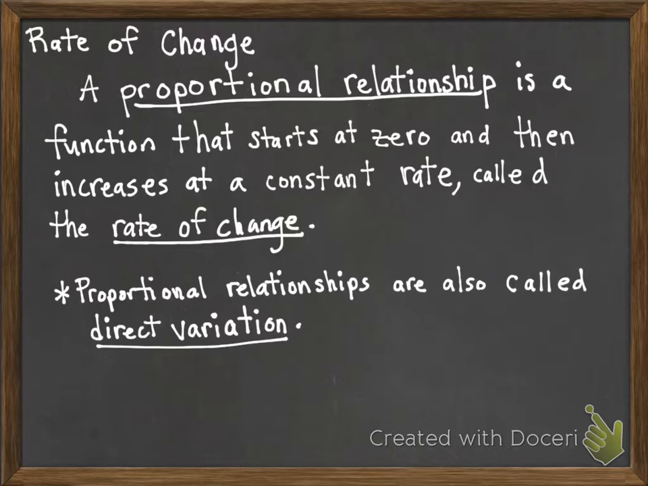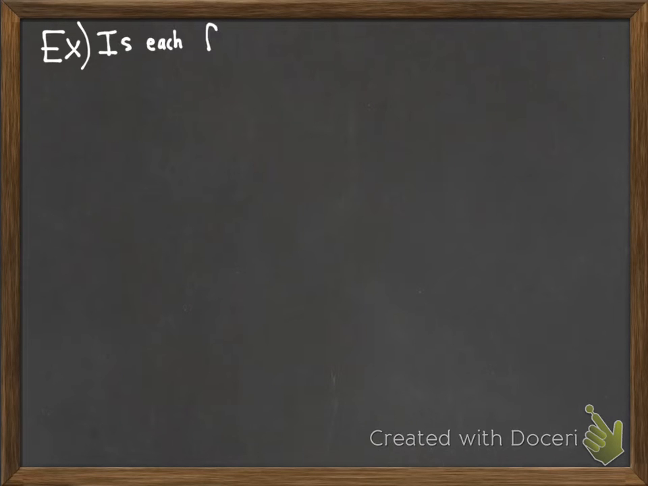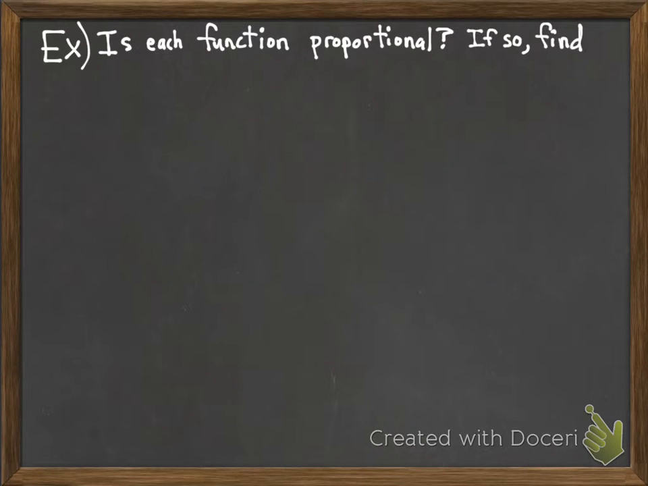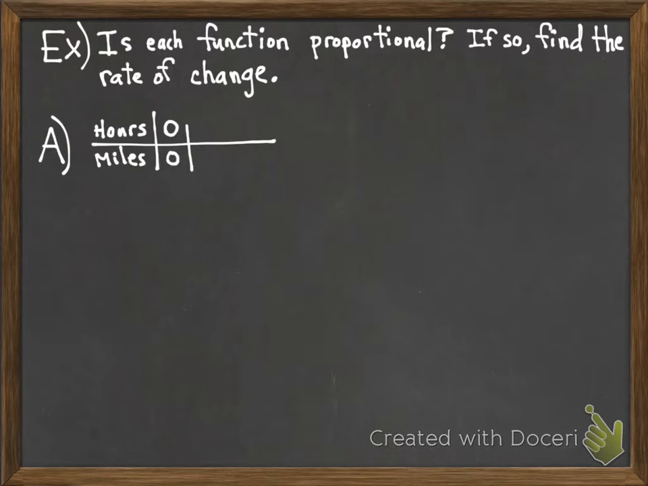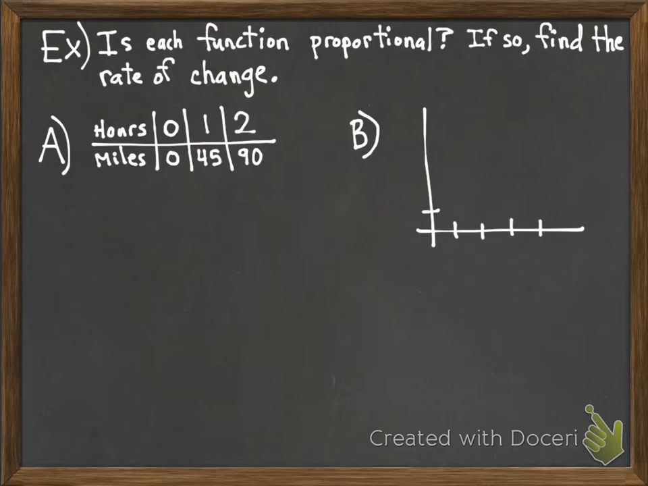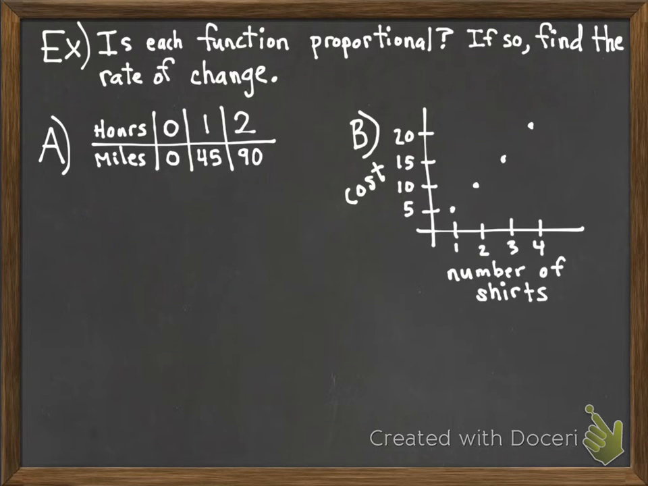Let's see some examples. On this example, we're going to check to see whether these functions are proportional or not. If they are proportional, that means they have the constant rate of change, and we'll find out what that rate of change is. For the first example, we're going to look at hours and miles in a table. For the second example, we're going to look at the cost versus the number of shirts we buy on a graph. Let's look at the table first.